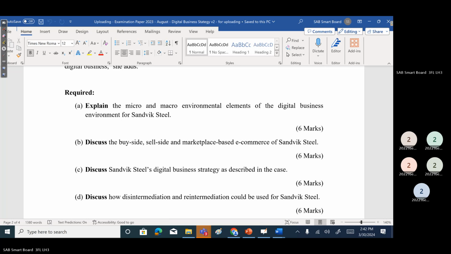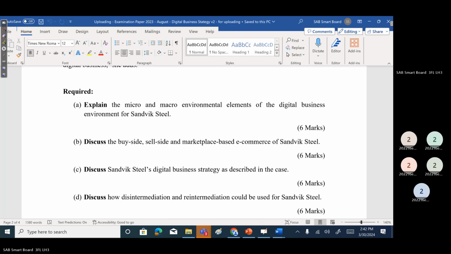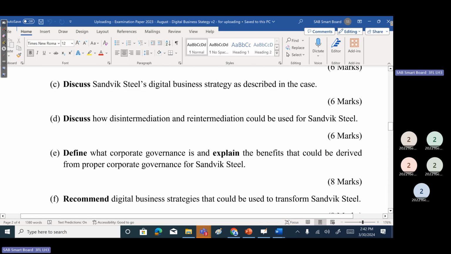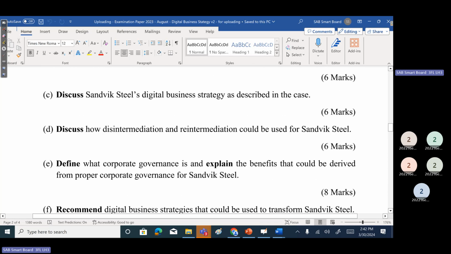Then discuss the buy side and sell side e-commerce. Did we discuss that? What's buy side e-commerce? E-commerce that deals with your suppliers. Sell side e-commerce deals with your customers. Then you need to read the case study and answer this. Discuss Sandwich Steel's digital business strategy. Look at what their digital business strategy is, as elaborated, and you have to identify it.